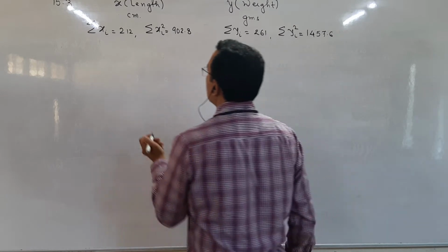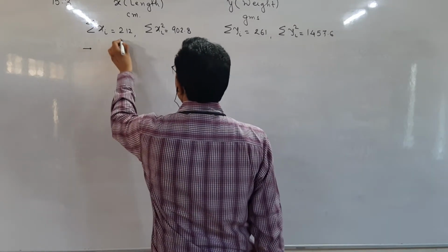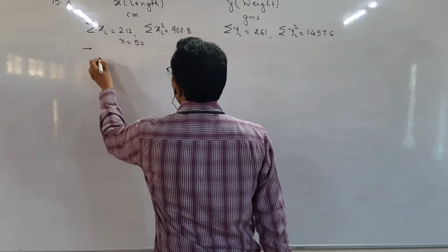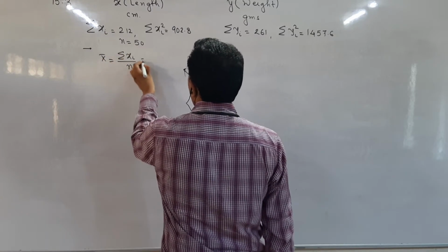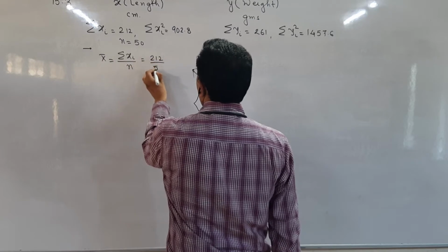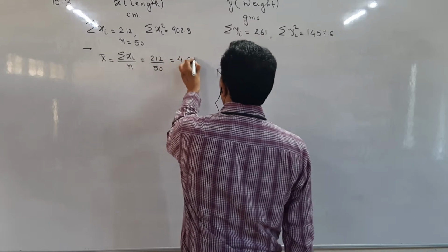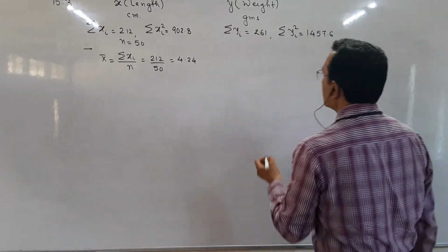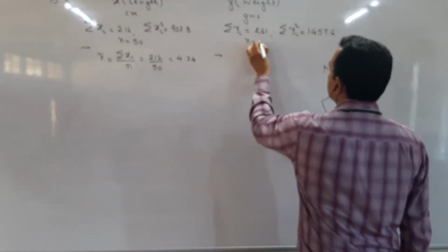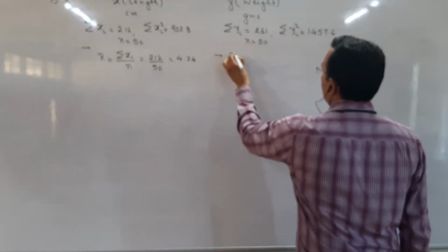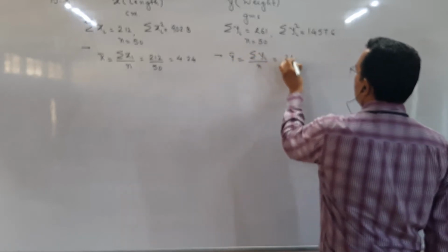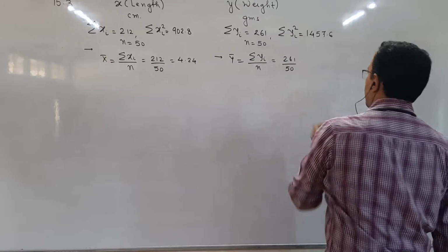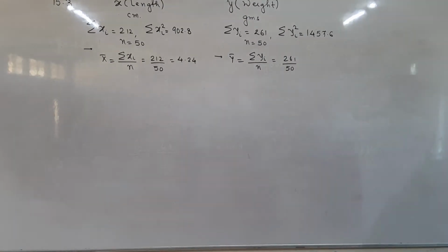First of all, this is input data and number of observations are 50. So I operate mean x bar is equal to summation xi upon n, 212 upon 50. So this is 4.24. And here also n is the same, 50. If I operate y bar, that is summation y upon n, 261 divided by 50, that turns out to be 5.2.